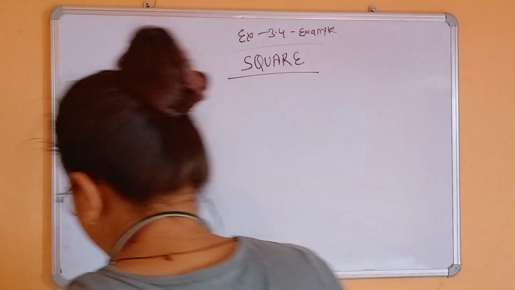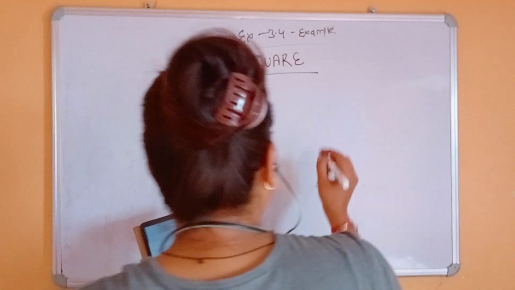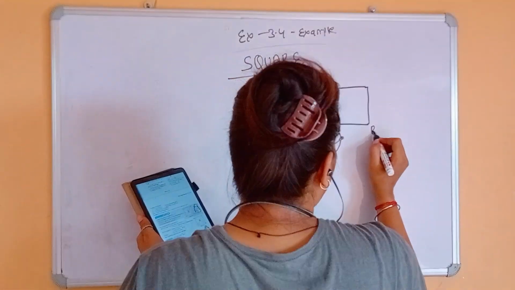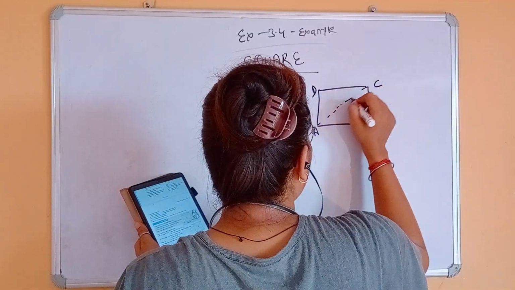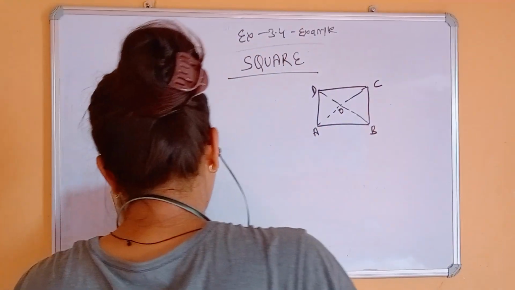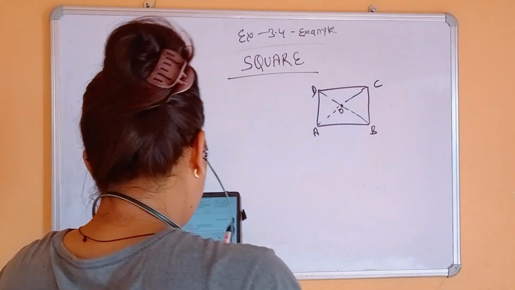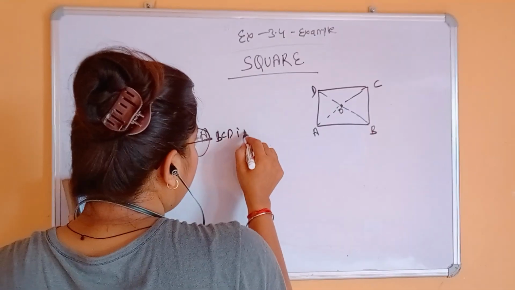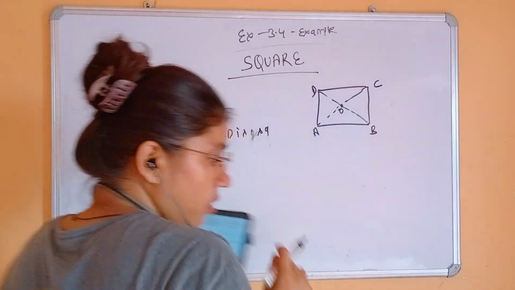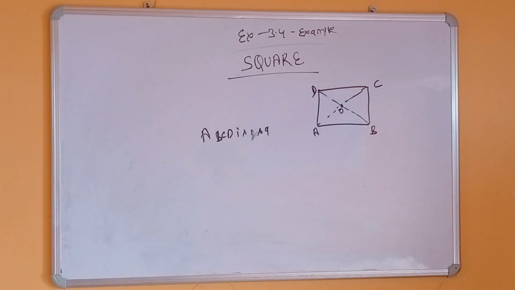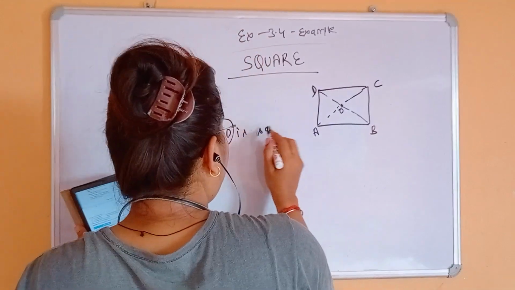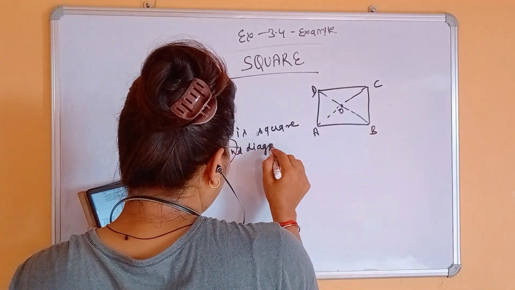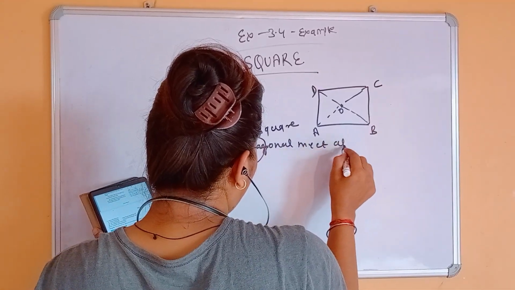Here, make a square figure, and then with the same rectangle side we divide it into triangles. Label A, B, C, D. The two diagonals meet at point O. So ABCD is a square whose diagonals meet at O.